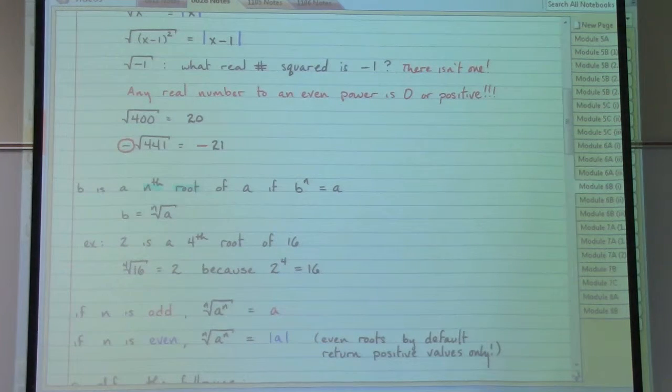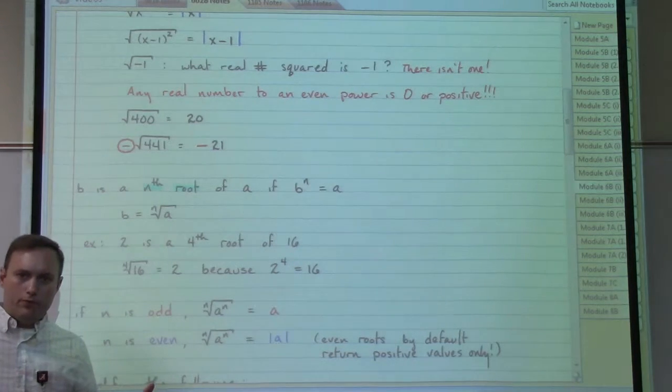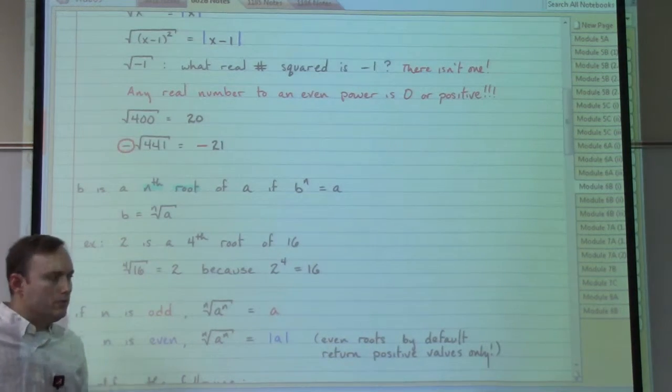So we can come up with extended rules to handle any type of root, or we could also say any type of radical.